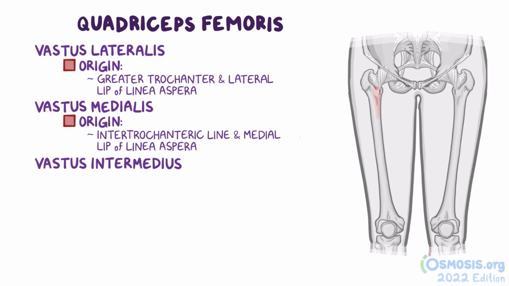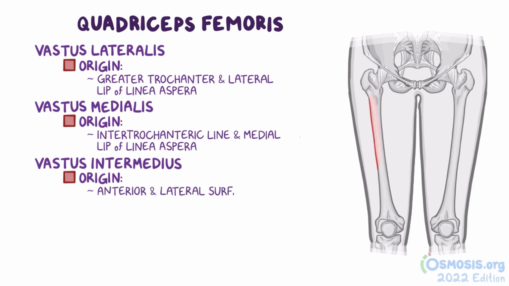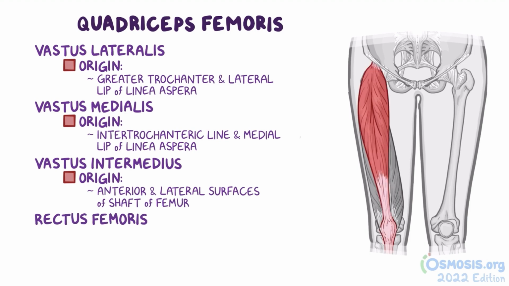Vastus intermedius lies between the vastus medialis and vastus lateralis and originates on the anterior and lateral surfaces of the shaft of the femur. And finally, rectus femoris lies on top of vastus intermedius, and it received its name because it runs straight down the thigh, rectus meaning straight in Latin.